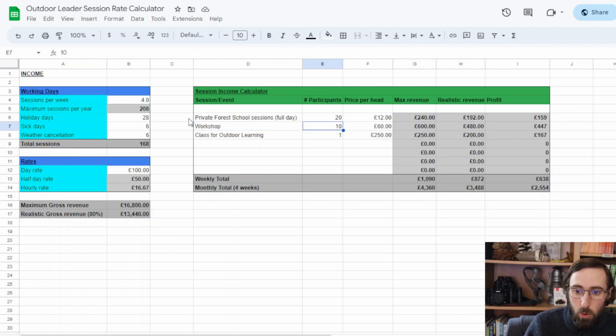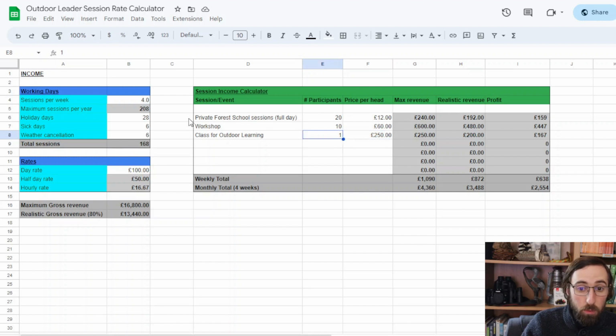You can see with the afternoon workshop, we can reduce the number of participants, but because they're adults and we are teaching at a higher level, we can expect to charge a bit more, and expect to put a bit more planning in. As you can see, the revenue and realistic revenue increase there as well, and so does the profit.